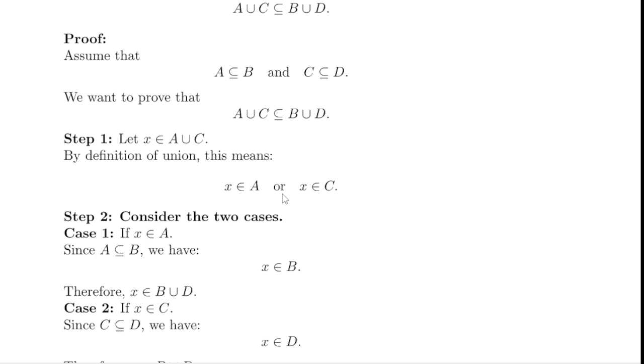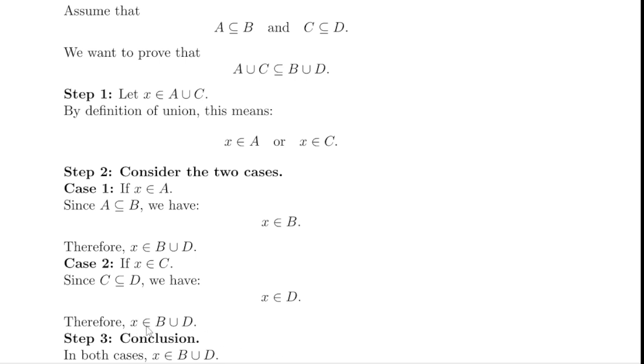Now the second case is if we have X be in C. If X is in C, and since C is a subset of D, we have that X is an element of D. And therefore, X is an element of B union D.